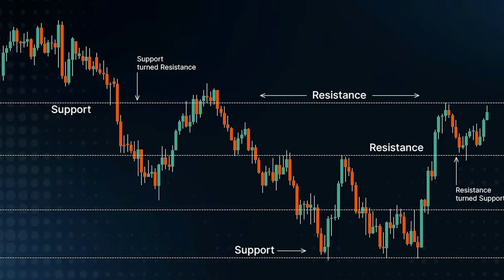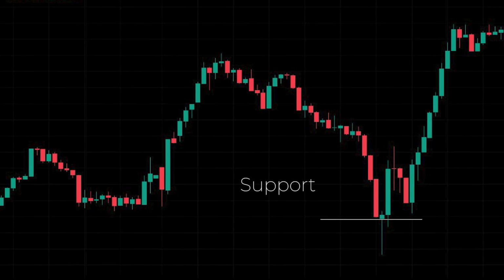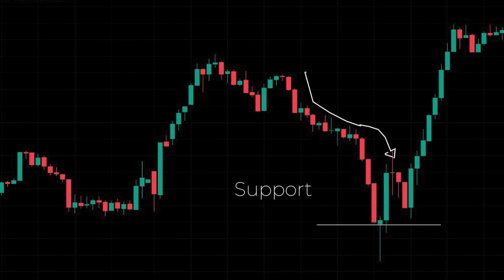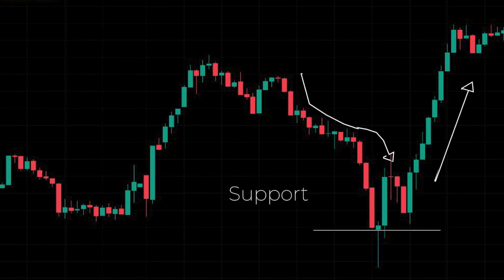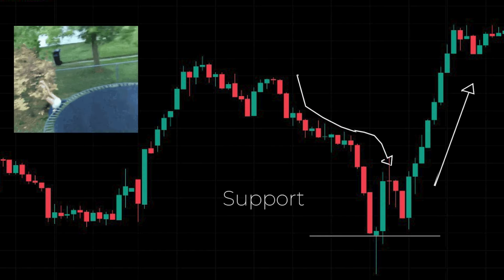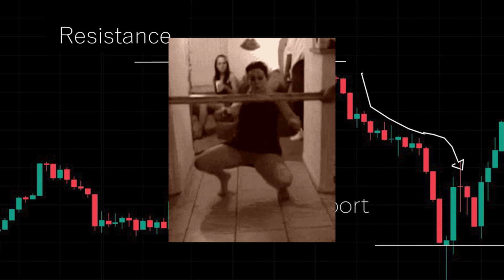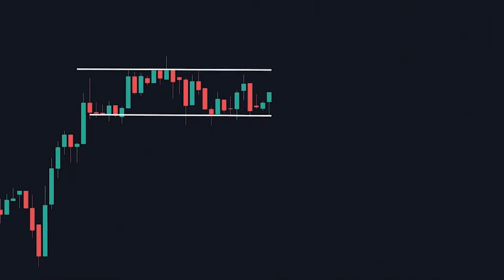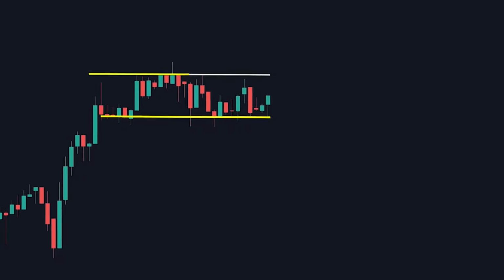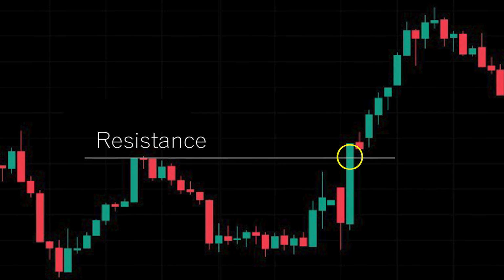Support and resistance are two of the most important concepts in trading. Support is a price level where the market tends to stop falling and bounce back up. Think of it as a trampoline for prices, minus the risk of falling off. Resistance is where price struggles to go higher, like trying to limbo under a bar set way too low. These levels are key because traders watch them closely. When price finally breaks through one of these levels, that's where opportunity, and maybe a little celebration dance, comes.